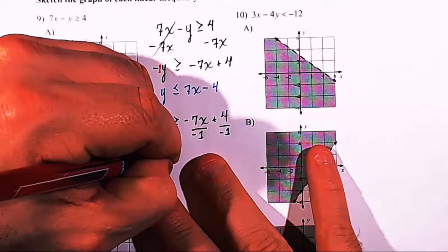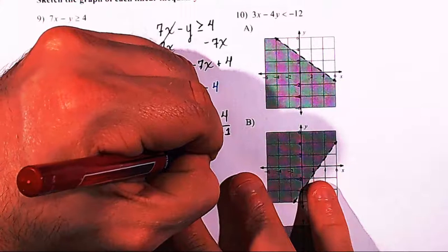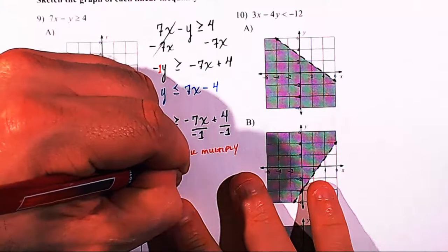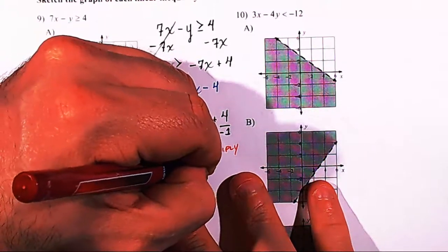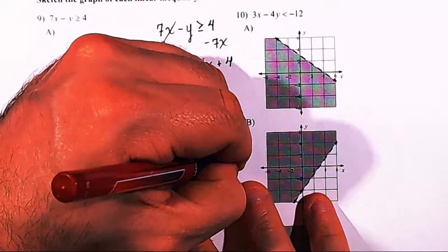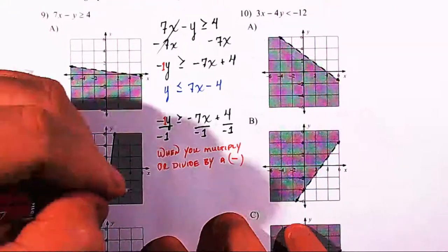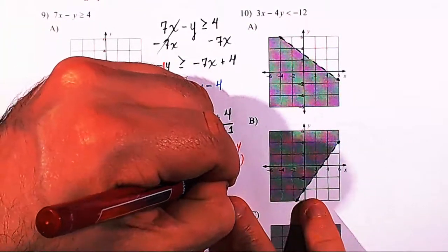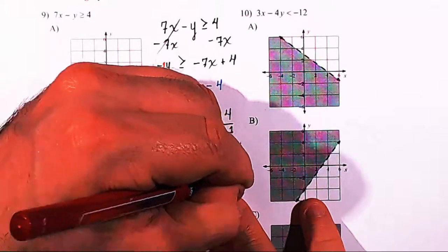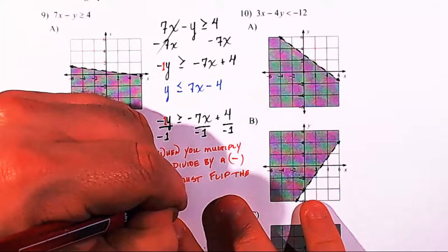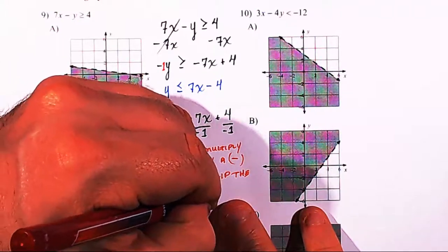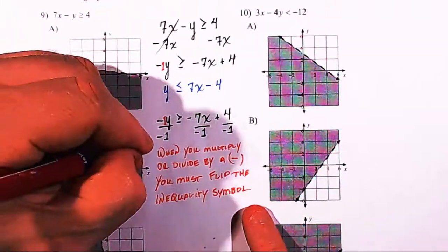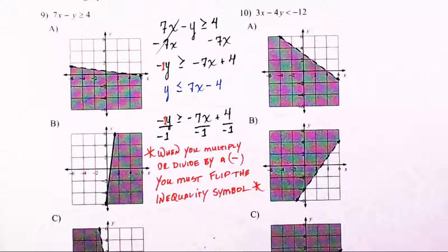When you multiply or divide by a negative, you must flip the inequality symbol. Okay, super critical.